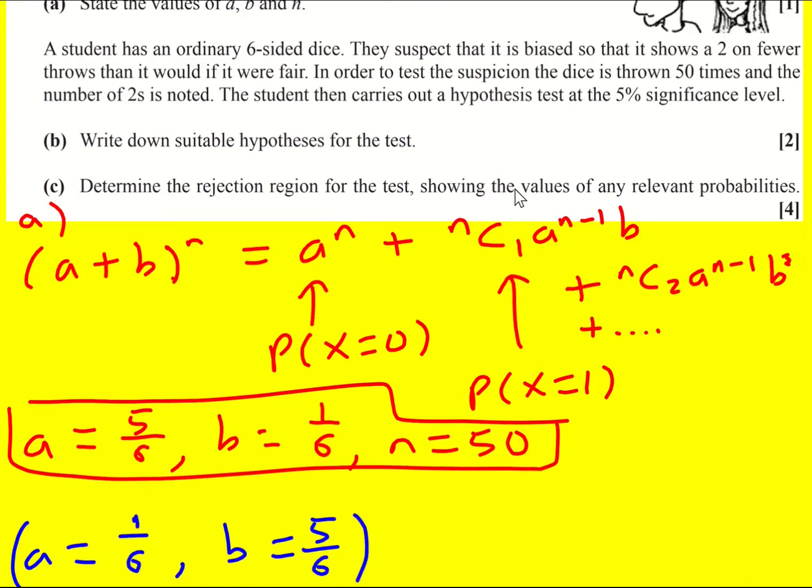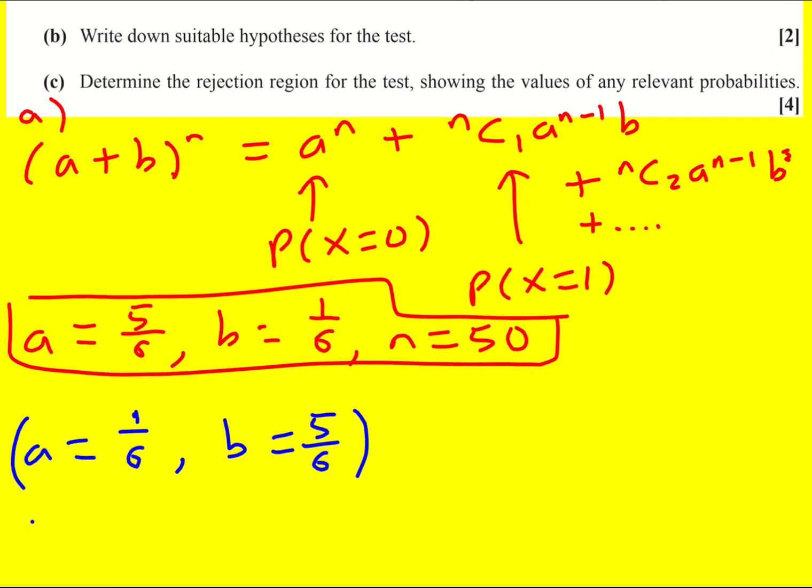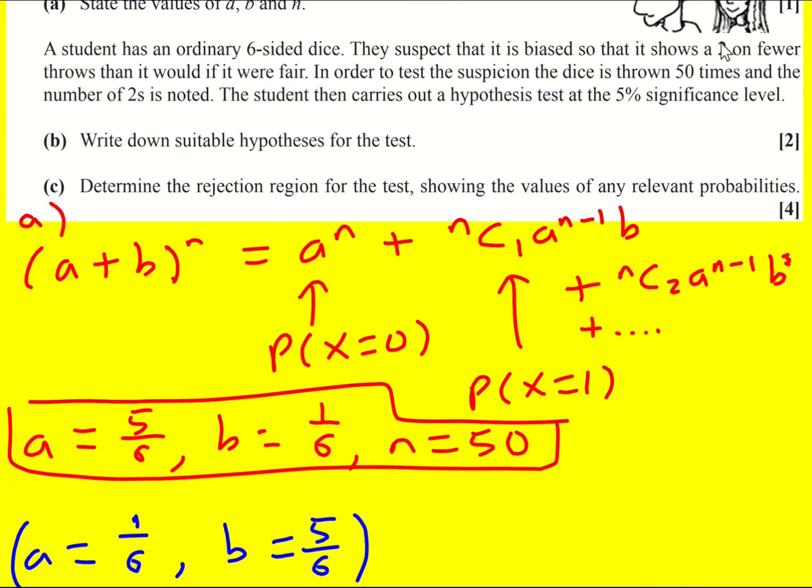They then carry out a hypothesis test at the 5% level. Write down suitable hypotheses for this test. So our null hypothesis is going to be that the probability is actually 1/6, it's not biased. And H1 is then going to be that the probability is less than 1/6. We're looking at whether it's biased against 2.